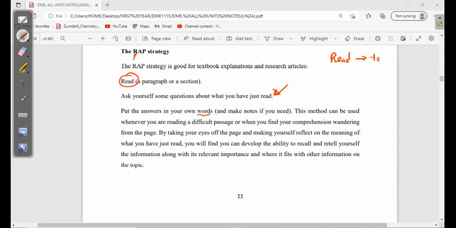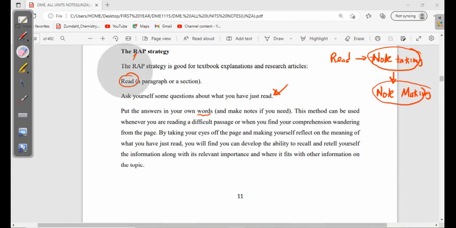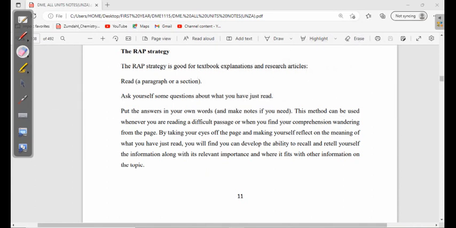So you take note of every important point. After you take note of every important point, you start joining these important points, putting them into writing. That is now called note making. You are making your own notes, putting them into writing so that even in future you are able to use them. This is very important and it will enhance your understanding of the passage. This method can be used whenever you are reading a difficult passage, or when you find your comprehension wandering from the passage. Like when you are reading a passage and you are not getting what it is all about, you can use the WRAP strategy.